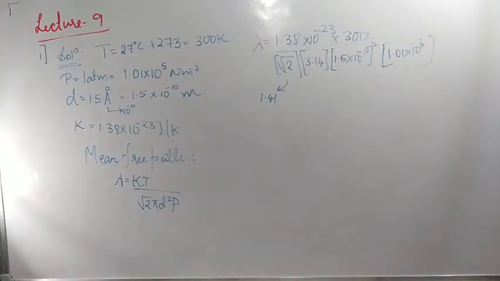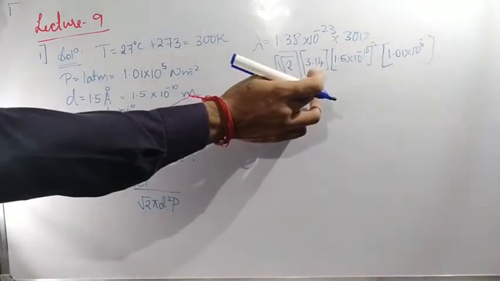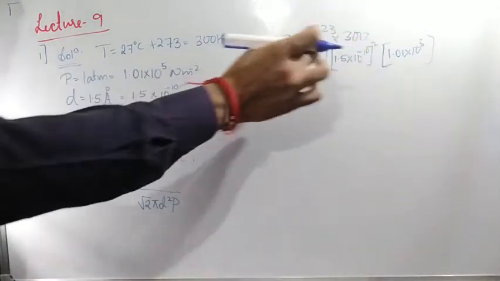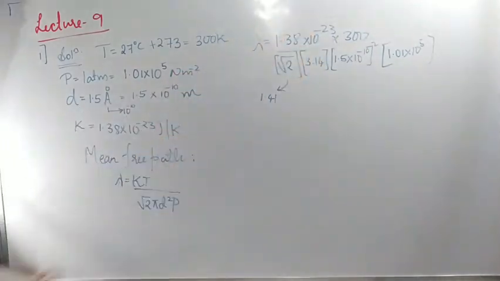D value 1.5 into 10 to the power of minus 10 whole square, next into 1.01 into 10 to the power of plus 5. So if you calculate this out, how much are you going to get approximately? Nearby value you can calculate by treating this as 1.5, this as 3, this as 1, this as 1.4, approximately. Check out how much you are going to get.